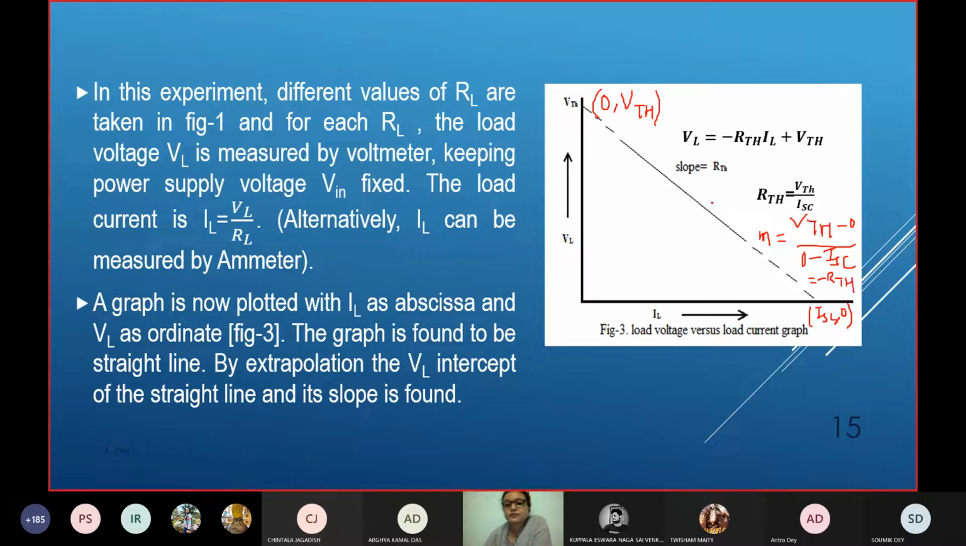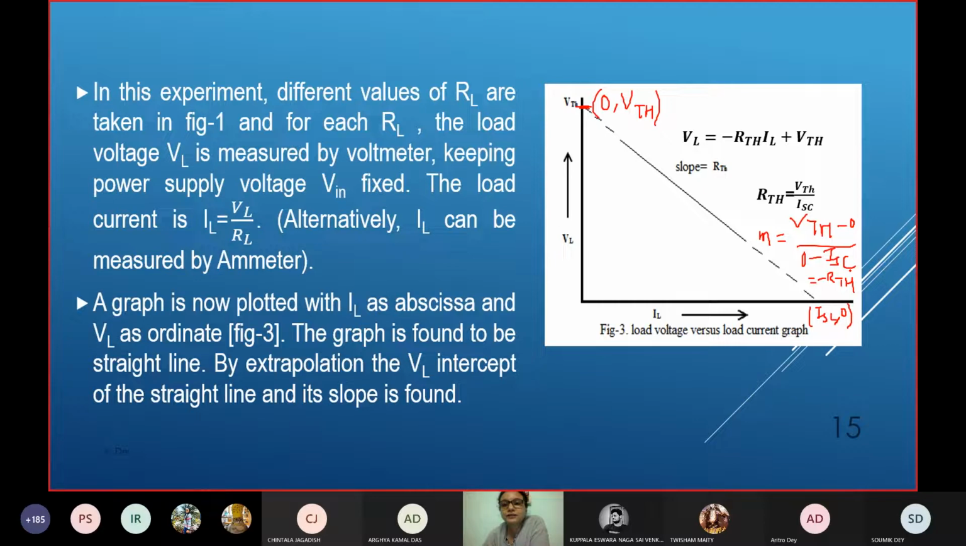Okay, so extrapolate this, you will get this point. This point will also verify for you, analytically or graphically, the value of the open circuit voltage, which is V Thevenin. So by that way we will verify whatever V Thevenin we have obtained experimentally, whether it is correct or not. And in a similar way we will find out ISC experimentally and V Thevenin experimentally. So V Thevenin experimentally divided by ISC experimentally will give you R Thevenin experimentally.